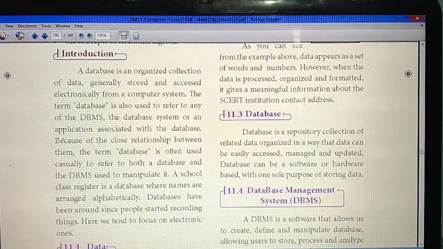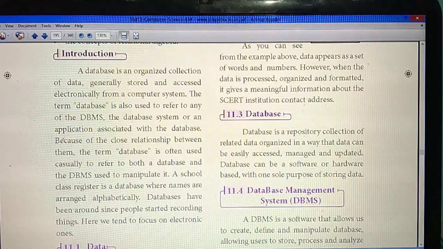A database we can say is a collection of data. So what do we mean by a collection of data? Let me take one example first. If you understand the example, it is very easy to understand the database. This database concept is new for you, I think. Last year you didn't study this database. This year only you are going to study it.